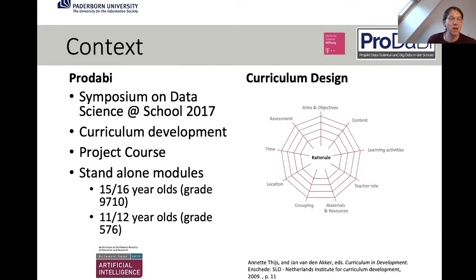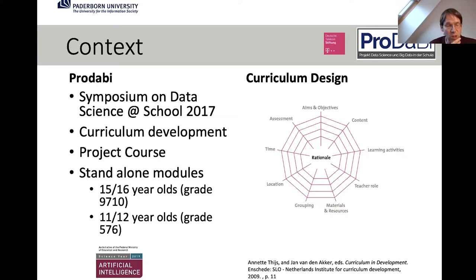We started with a symposium, which Sue also attended, in 2017 to get some ideas on the topic of data science at school and how to incorporate it. After that, we started our project with the idea to develop a curriculum. On the right you see the things you can think about when designing a curriculum. What are the aims and objectives? What is the content? What are suitable learning activities? What are the roles of teachers? At first we focused quite a lot on developing materials and resources, and we really had problems finding the time at school and the right location.